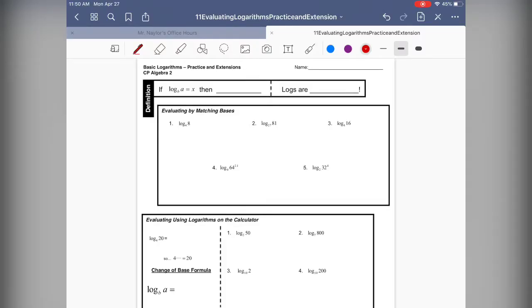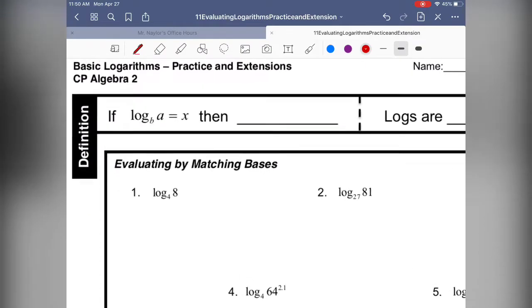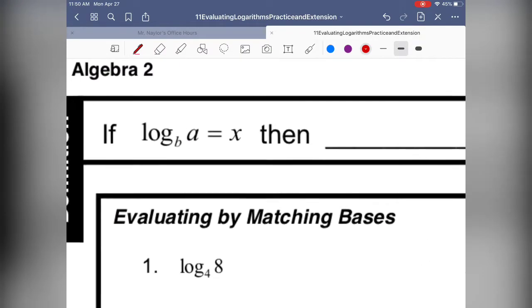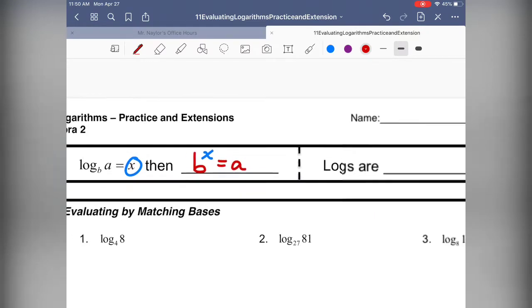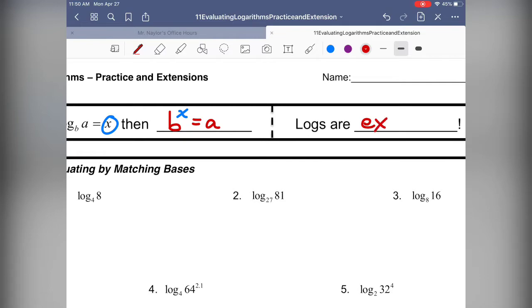What we're going to do today is extend a little bit of what we learned yesterday and also give you a chance then to practice all of these ideas so you can get just that much better with logarithms. Now, remember from yesterday, if the log base b of a is equal to x, that really just means that b to the x is going to equal a.